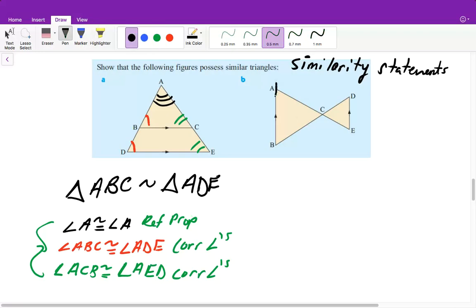Same thing, I'm going to highlight my two parallel lines that they gave me here, my sides of my triangles in black. So I'm going to draw them off to the side.